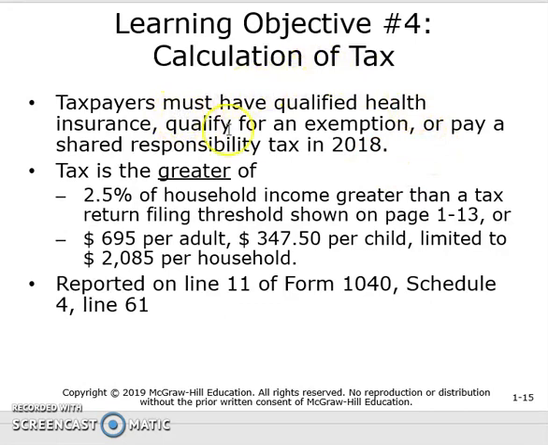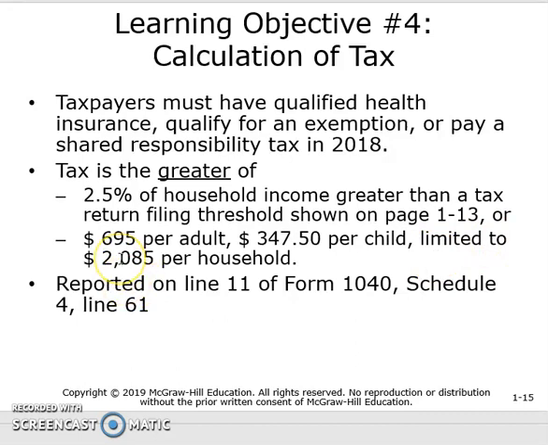Another tax that taxpayers will pay in 2018 is the shared responsibility payment. Taxpayers must have qualified health insurance or qualify for an exemption or pay the shared responsibility tax in 2018. The tax is going to be the greater of 2.5% of household income greater than the tax return filing threshold that's shown in your textbook on page 1-13. This threshold is also the standard deduction amount that taxpayer qualifies for, which we'll discuss more in Chapter 2.